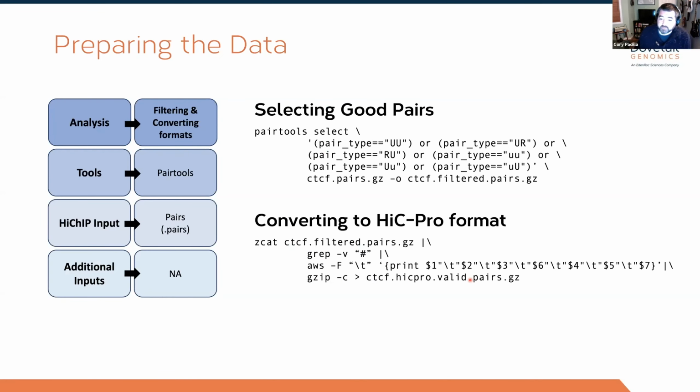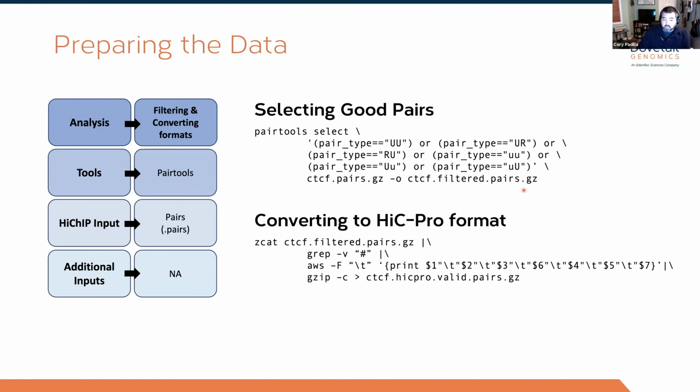So first things first, how do we select good pairs? Well, pairtools is really nice for us, and it flags each pair with a specific read type. And so all we need to do is use pairtools select, and then list out the type of good pairs that are in that data. So once we do that, we want to select all of these pairs out of our gzip pairs file. And then we will spit an output out of those filtered pairs again in gzip format.